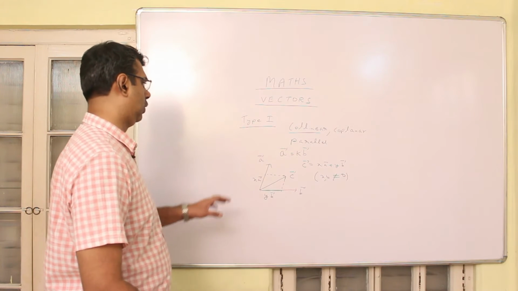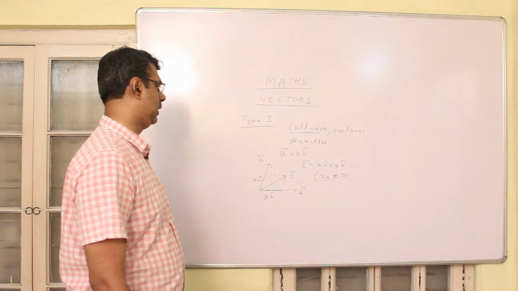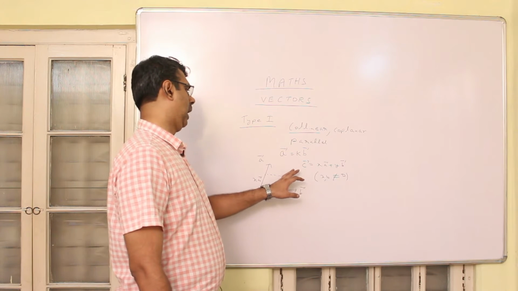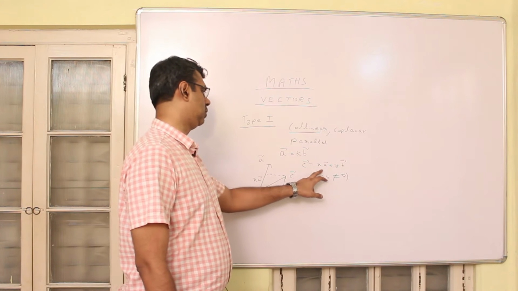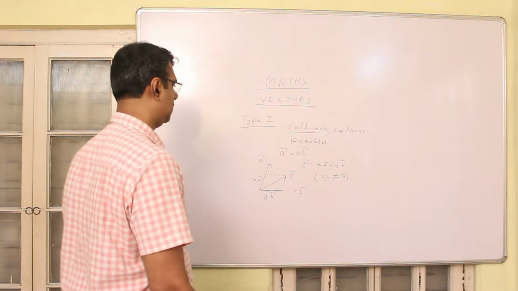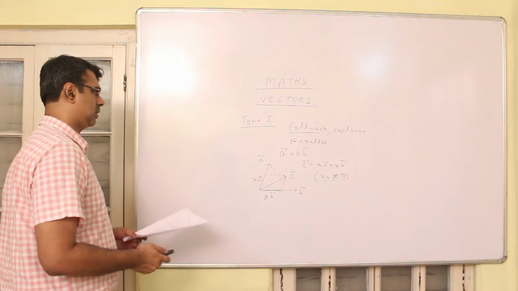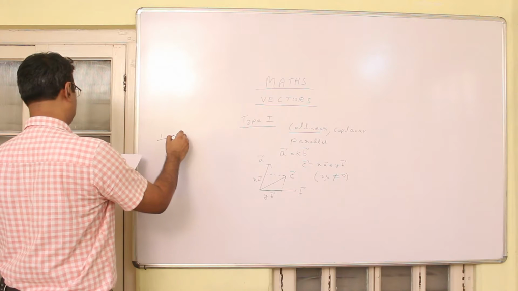So for collinear vectors, the equation is vector A equal to k into vector B, and for coplanar vectors the condition is C is equal to x into A plus y into B, where x and y both are non-zero scalars. Let's have a look at question number 1 of type 1.